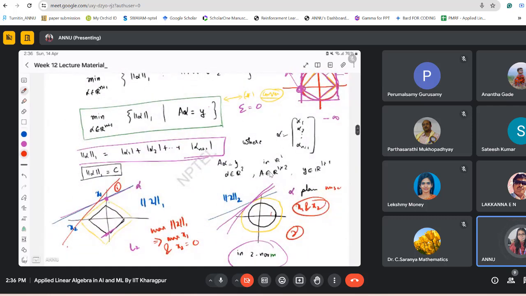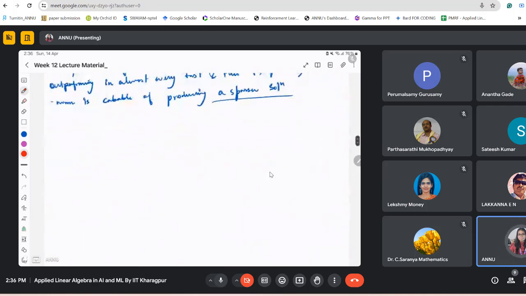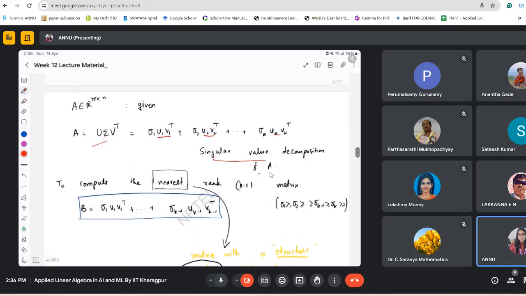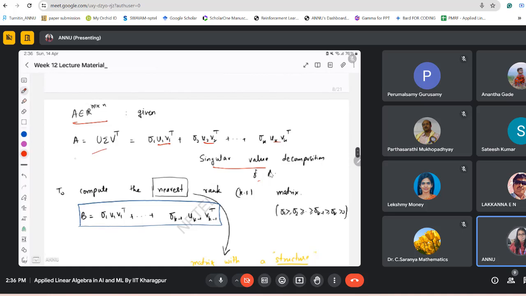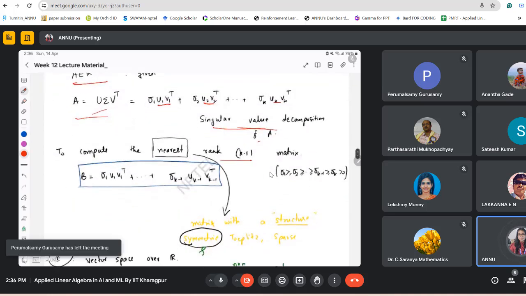There are many questions based on this particular formula in week 12. We will see that. You remember this formula. Now, R^(n×n) is a vector space over R, and this is also a subspace of R^(n×n).